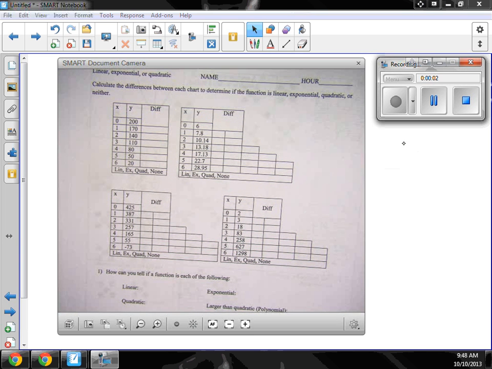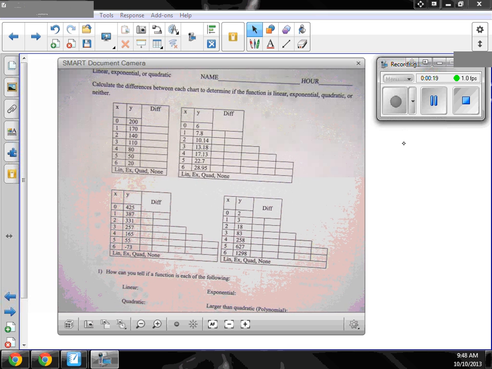Okay, on this worksheet, you have 4 different functions. Your job is to figure out, do these functions represent linear, exponential, quadratic functions, or something else? Now, you'll notice that there's room for first, second, third, fourth, and fifth differences. Once you figure out what the function is, stop. Don't keep going. As soon as you know what it is, stop.